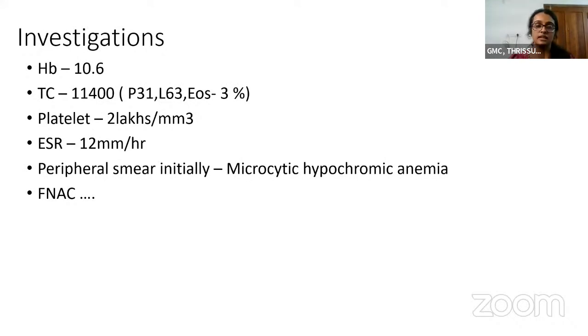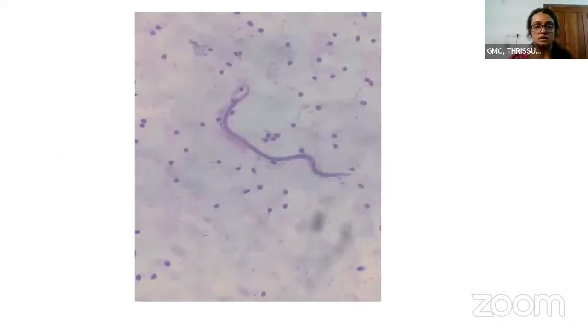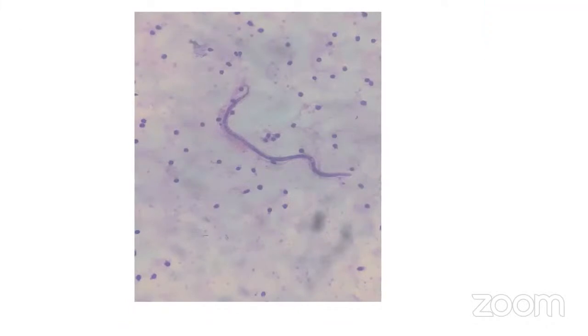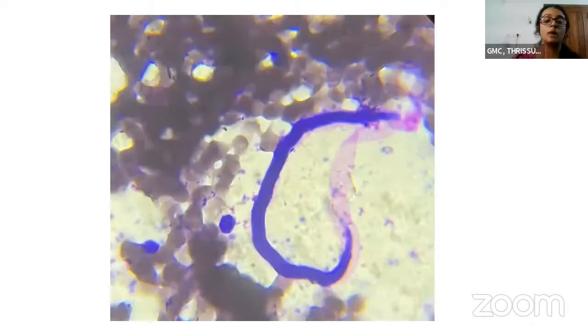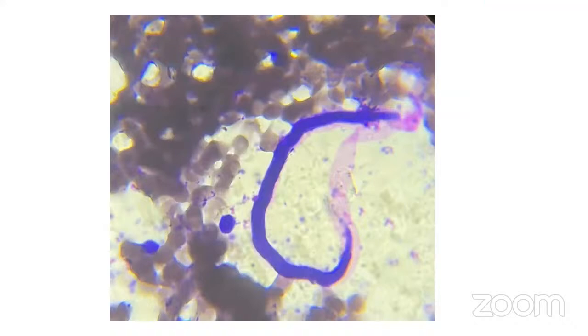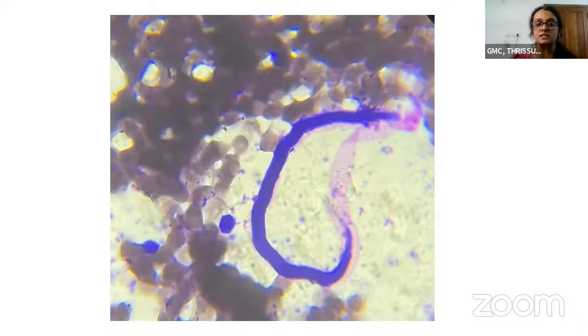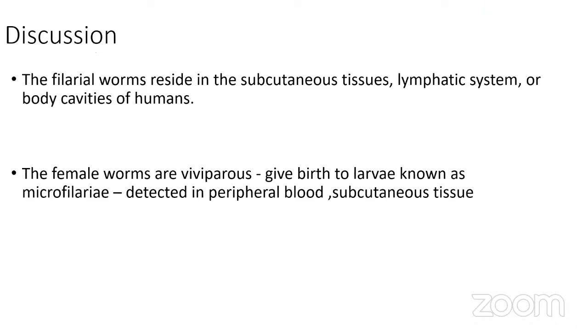Since we didn't get any clues from this, we went and got an FNAC done. And on the FNAC, we got a microfilaria. After that, we sent a repeat peripheral smear. By Leishman staining, the repeat peripheral smear showed microfilaria again. This is in fact quite a rare presentation in the lymph node, and the peripheral smears of the parents were checked, and the smears were all normal.